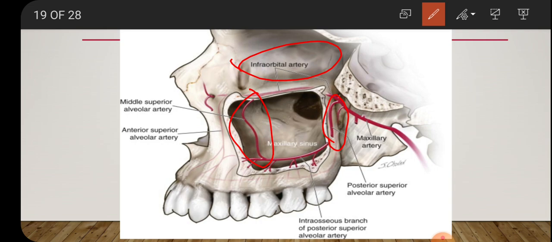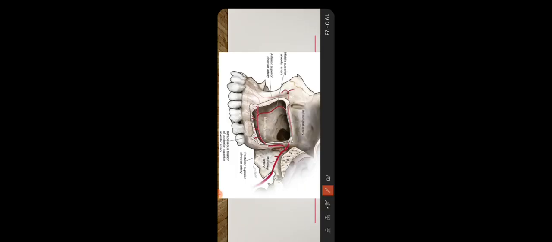It supplies this maxillary air sinus, and in the floor or the inferior wall, the interosseous branch of the posterior superior alveolar artery. So these arteries supply this maxillary air sinus: the infraorbital artery, posterior superior alveolar artery, anterior superior alveolar artery, the interosseous branch of the posterior superior alveolar artery, and the middle superior alveolar artery.